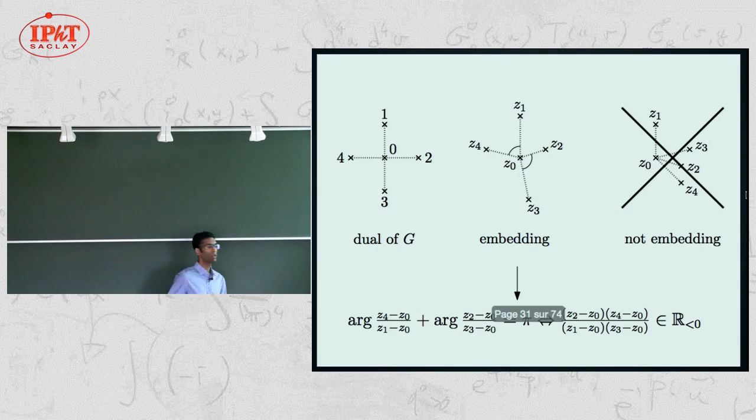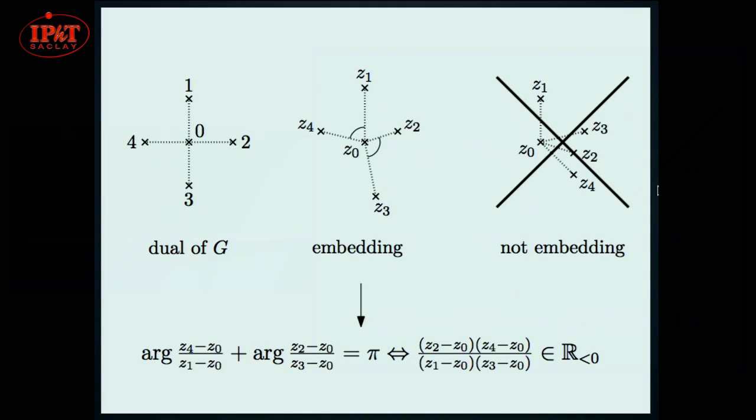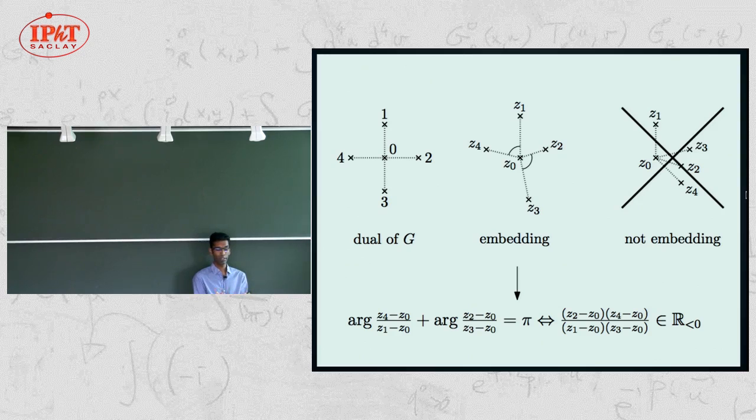So from now on, I'm going to only consider embeddings of the dual graph, and you see that when you have an embedding of the dual graph, the sum of every other angle is comprised strictly between 0 and 2 pi. So if it is 0 modulo pi, it has to be equal to pi modulo 2 pi. And saying that the sum of these two angles is equal to pi modulo 2 pi means the following. You can rewrite each of these angles as some argument. So for example, this is argument of z4 minus z0 over z1 minus z0, and saying that this sum is pi means that this ratio has to be a negative real number.